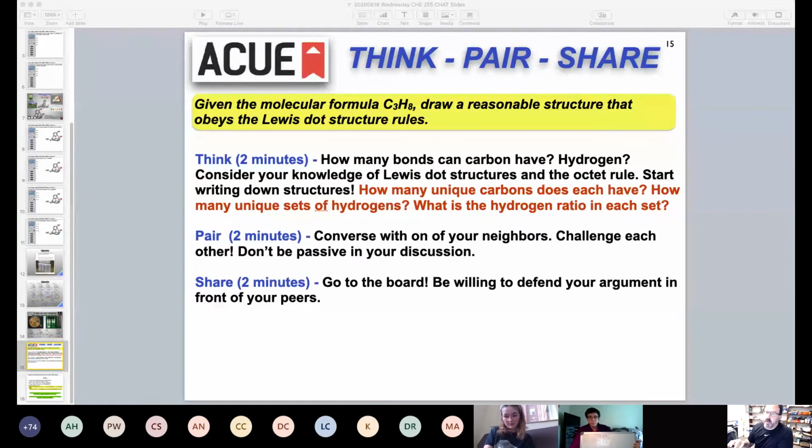So if you're considering the prompt is C3H8, your structure should only have 3 carbons, 8 hydrogens. So again, it's sort of a double check. So Jalen's looks correct. Sydney's is correct. So we see by drawing this structure, carbon can have 4 bonds, hydrogen has 1.